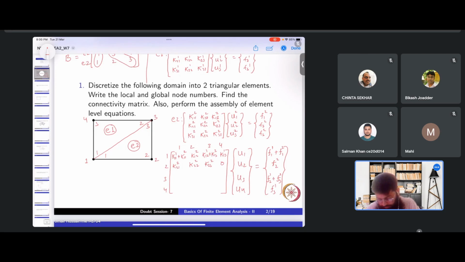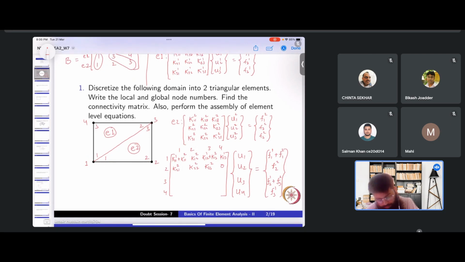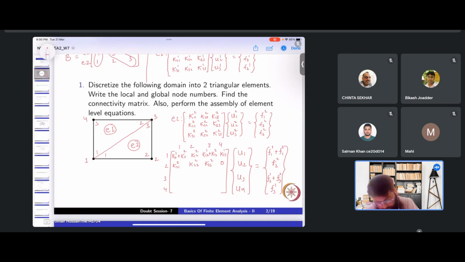Now for 3, 1. For global node 3 and 1, we have connection in two elements, both the elements. So first of all, 3 and 1 is K21 of element 1, and we have K31 of element 2, right? And for 3, 2, we have connectivity in element 2, right?